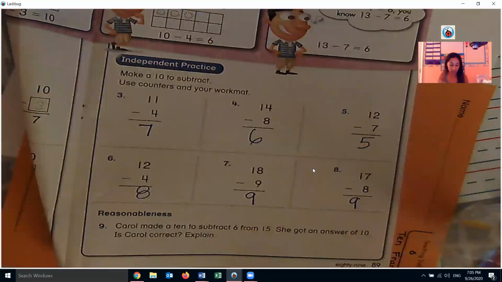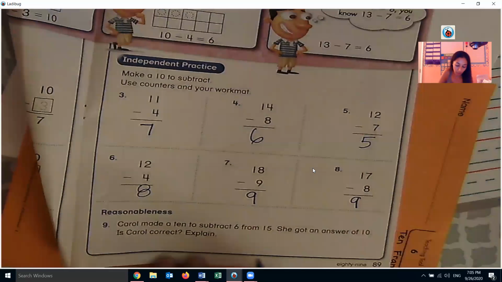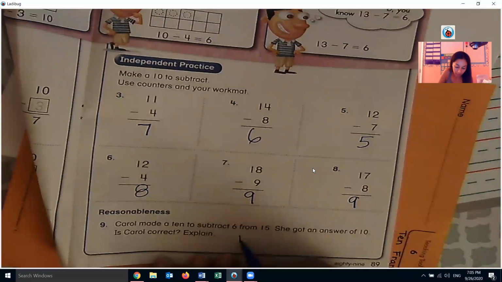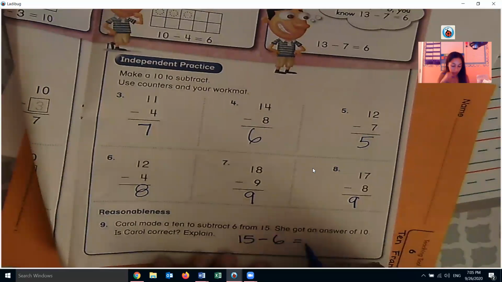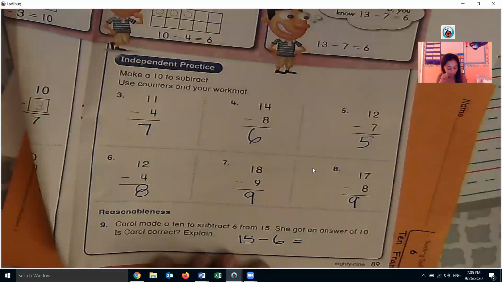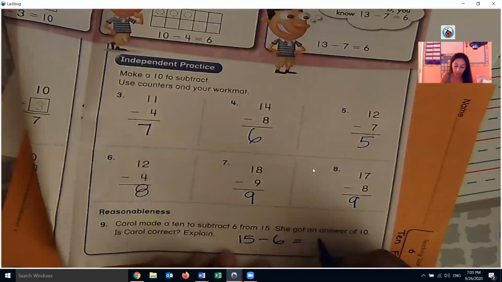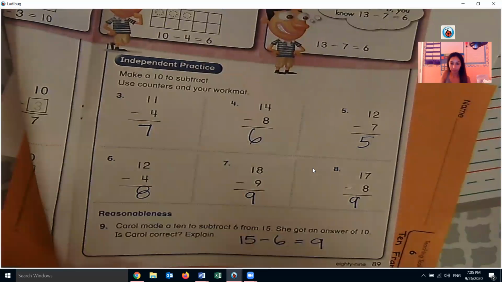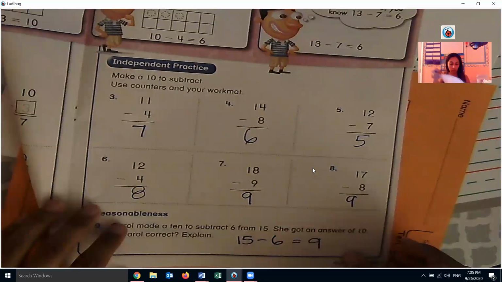The rest of our lesson. Carol made a 10 to subtract 6 from 15. She got the answer of 10. Is that correct? No, because if I had 6 plus 10, that gives me 16. The answer should be 9. So that'll be my explanation, showing my work for the other one.